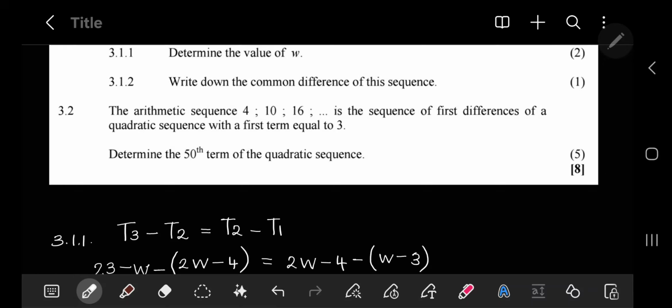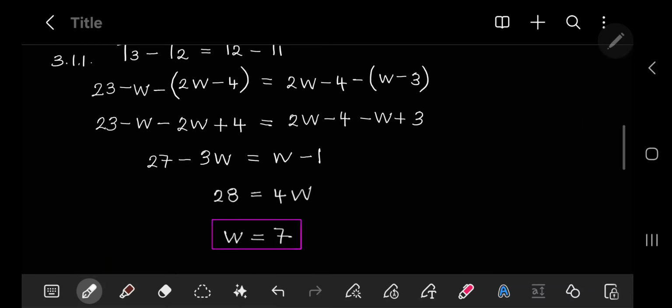So we need to ask ourselves, how can we use what we have to get what we need? Since the 50th term is quite far from the first term of the quadratic, it would be best if we can determine the general term of the quadratic pattern. And once we have that, we just need to substitute 50 in place of n. So let's work towards getting the general term.